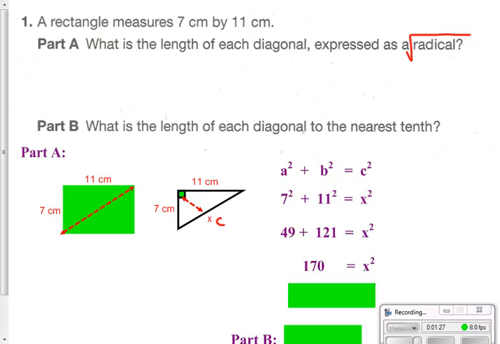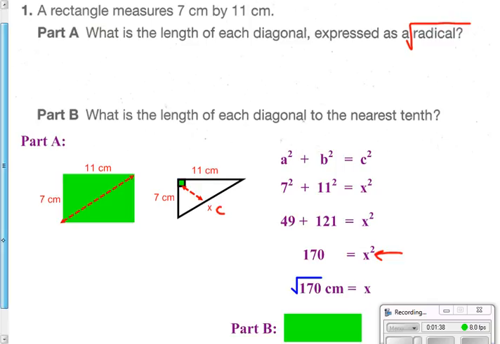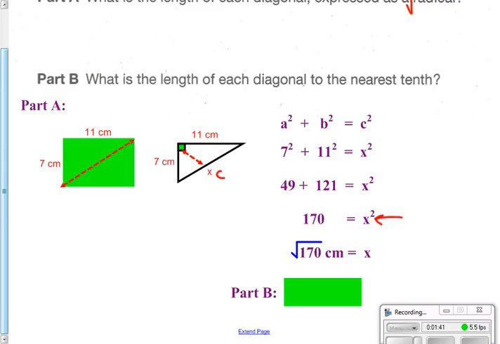x is still not alone, x is being squared. To get rid of a square, we do the square root. And remember, our answer is going to be expressed as a radical in part A. So our answer in part A is the square root of 170 centimeters.